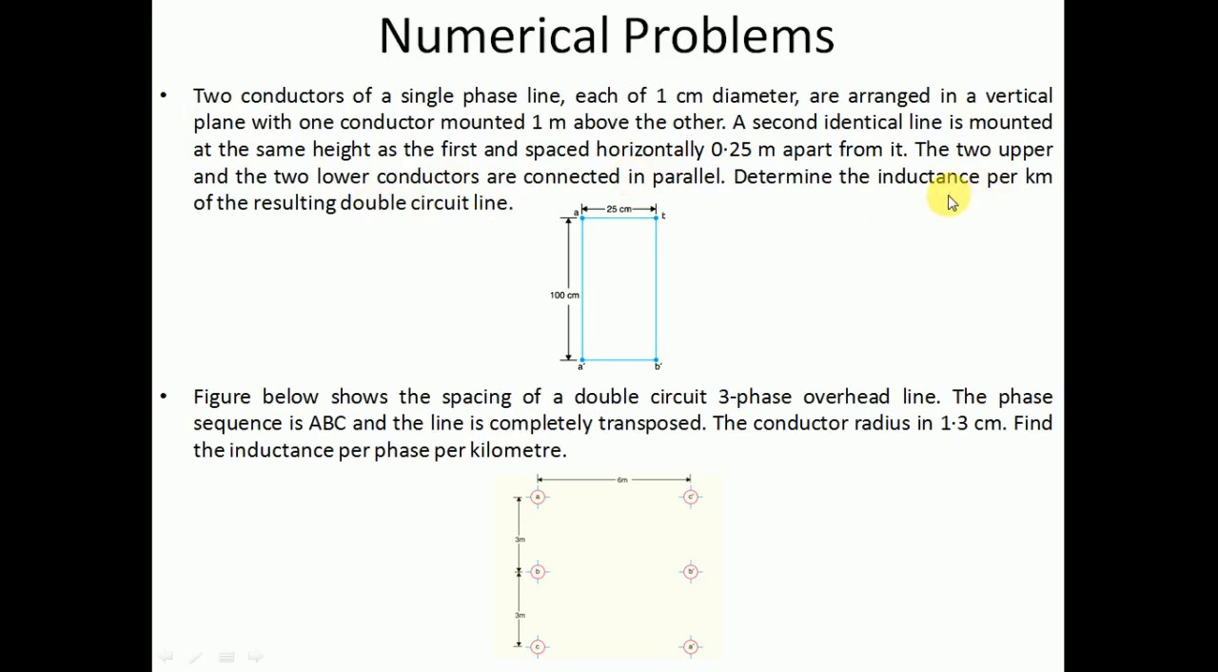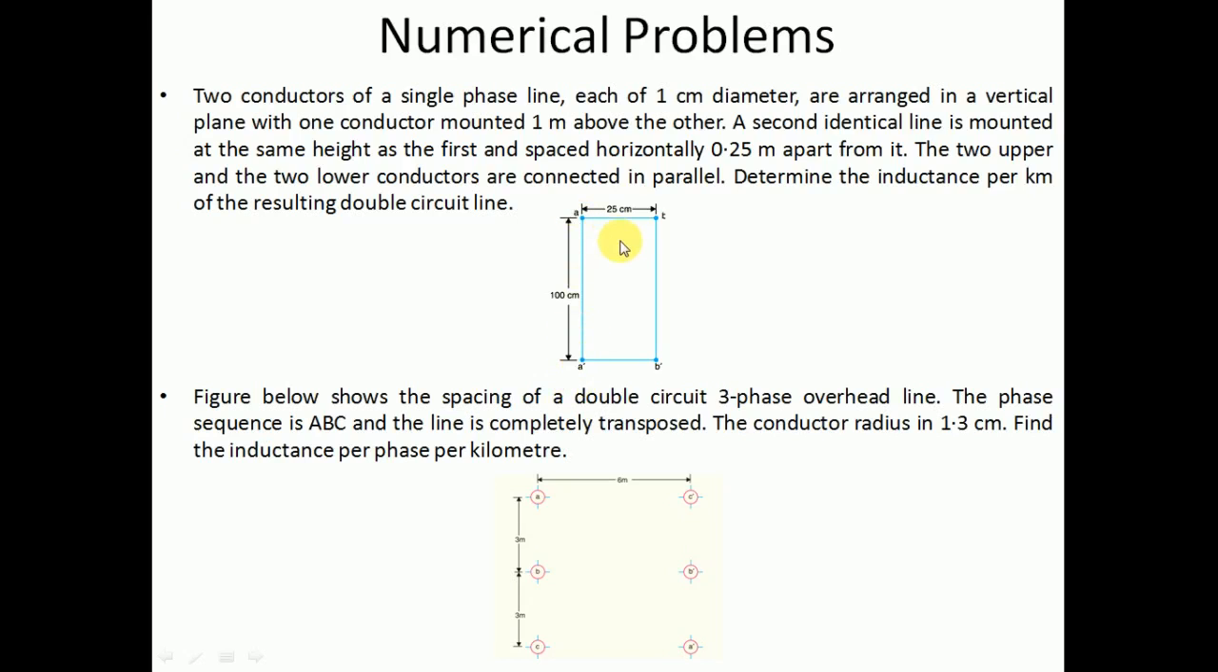Please note that you are asked to find the inductance per kilometer. In this problem, you have to find the value of ds and dm first. The value of ds, that is the self GMD, can be calculated by using the expression fourth root of the product of four terms, and those four terms will be daa, da dash a dash, then daa dash and da dash a.